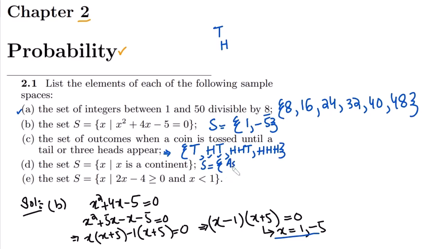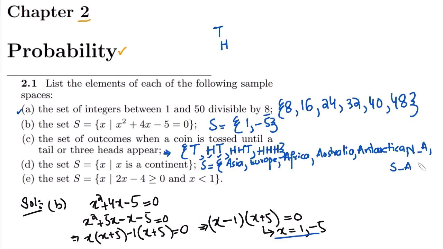So let me write here first Asia, then Europe, then Africa, Australia, 1, 2, 3, 4, Antarctica, and then North America, and the last one here will be South America. So 7 continents which have been shown here.